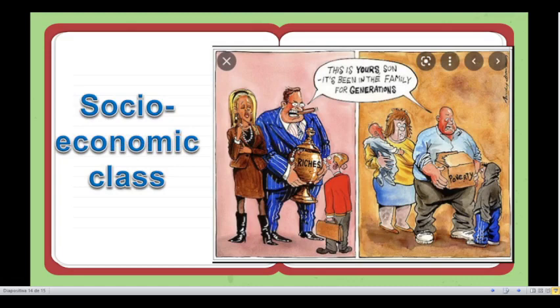"This is your son. It's been in the family 4 generations." Well, it depends on who said that.